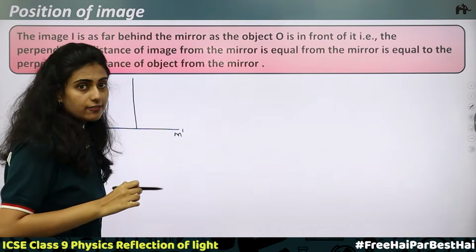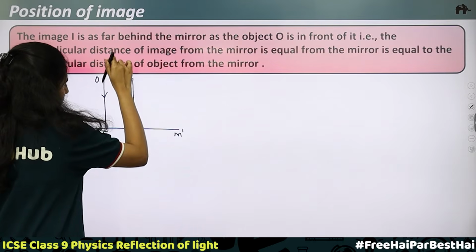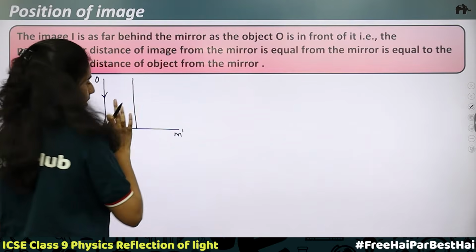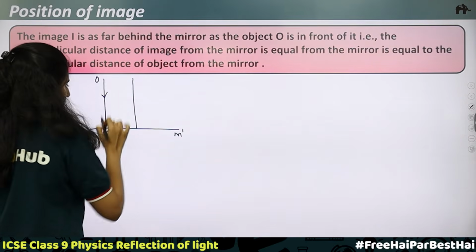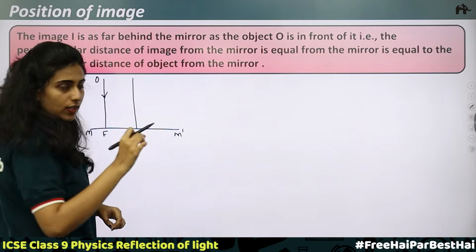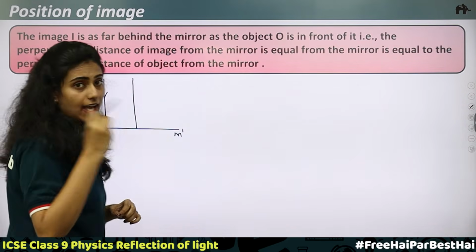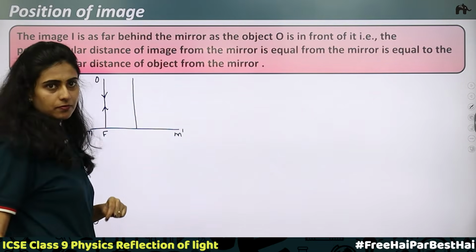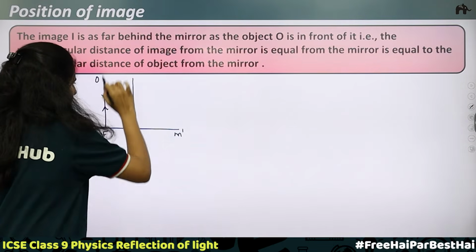What happens after reflection? When a ray is incident making an angle i equal to 0 degree, you can see the incident ray and normal are parallel to each other, which means the angle is equal to 0 degree. Then the reflected angle will also be 0 degree, which means it will retrace the path of the incident ray. So this is the path of the reflected ray.